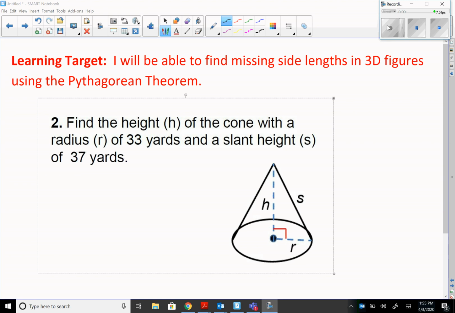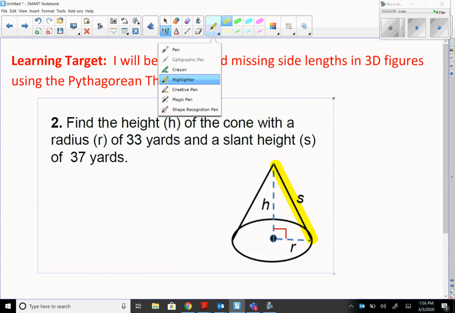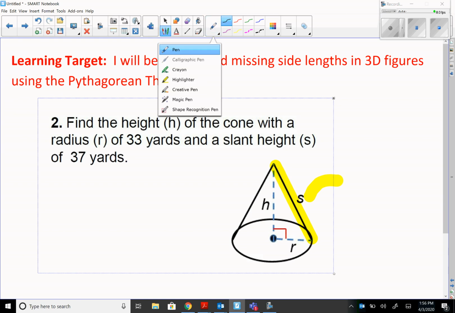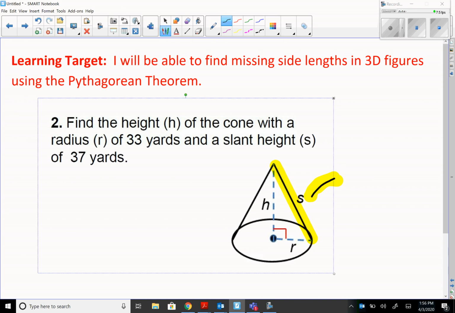Just in case you've never heard that vocabulary word, slant height, it's basically just this part of the cone, which, if you look at the right triangle that's made inside that cone, the s, or the slant height, is the hypotenuse of the right triangle. So we're given the hypotenuse of 37 yards.